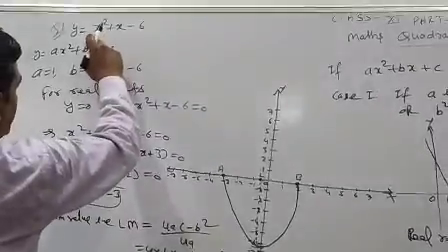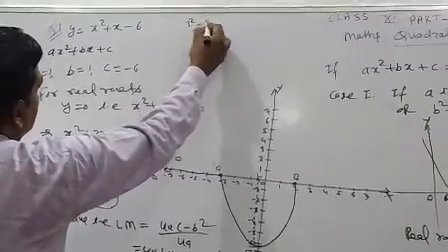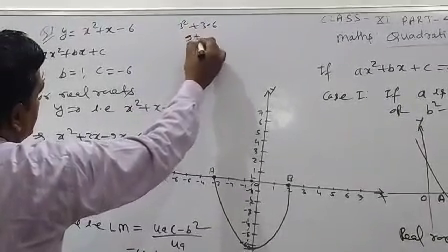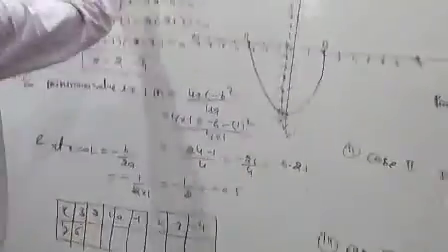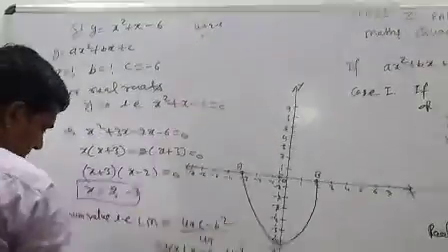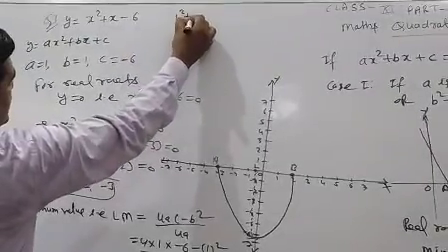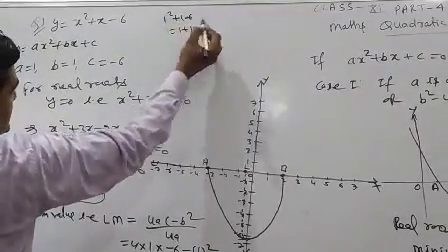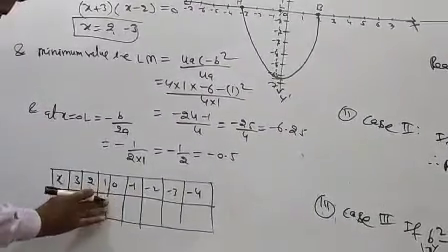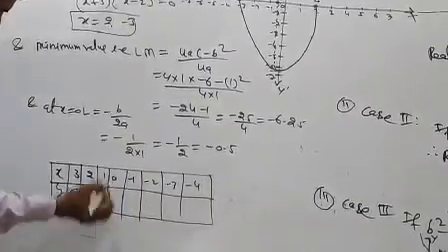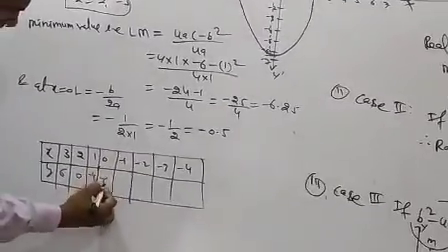X is equal to 3: 3 threes are 9, and y is equal to 6 here. We can take here 3 square plus 3 minus 6, 9 plus 3 minus 6, 9 minus 3, 6. Clear? X is equal to 2: 2 twos are 4 plus 2 minus 6 means here 0. X is equal to 1: 1 square plus 1 minus 6 is equal to 1 plus 1 minus 6 is equal to minus 4. Clear? X is equal to 0, y is equal to minus 6.